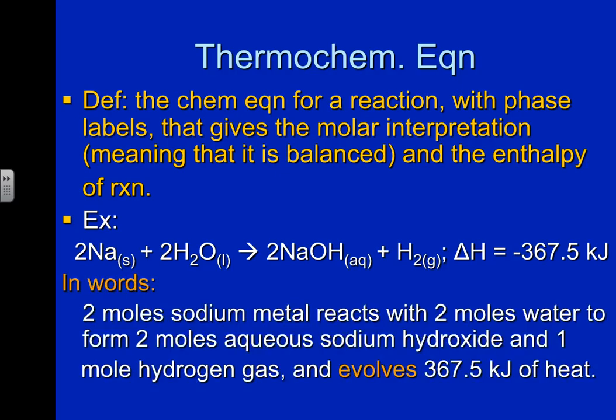That's it. So we do want to understand that if we were going to describe to somebody what this equation was, that we can put it into regular words. Please just read those with me. 2 moles of sodium metal, again, you can see the phase labels, reacts with 2 moles of water to form 2 moles of aqueous sodium hydroxide and 1 mole of hydrogen gas, and it evolves 367.5 kilojoules of heat. So you'll want to keep in mind that for these thermochemical equations, you may be asked to write the thermochemical equation from the words, or suppose it could be vice versa, right?